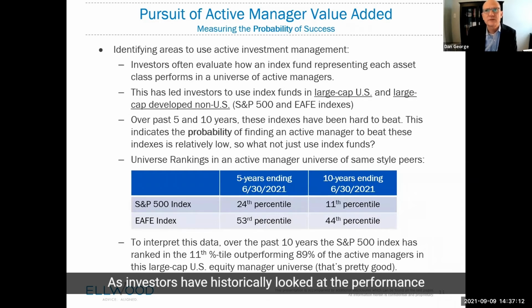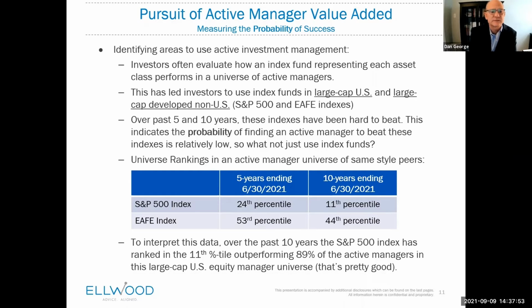Investors have historically looked at the performance of a broad index fund in a universe of active managers to see whether or not they want to index in that asset class. The higher the ranking of the index fund in that universe, the harder it's going to be to pick active managers and be successful in adding that extra value. And given the added fees for active management, investors have typically gone towards index funds when the index ranks very highly in a universe of active managers. And this has led investors to use large cap US equity index funds and large cap developed non-US equity index funds to replicate the S&P 500 and the EFA indexes.